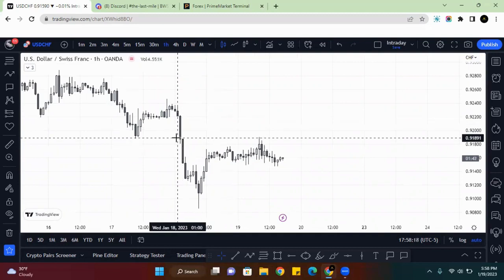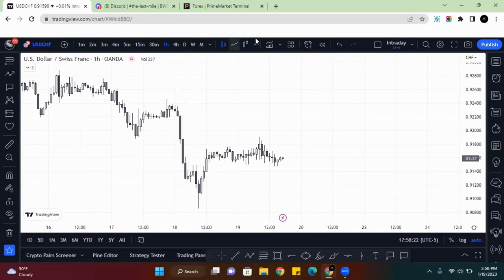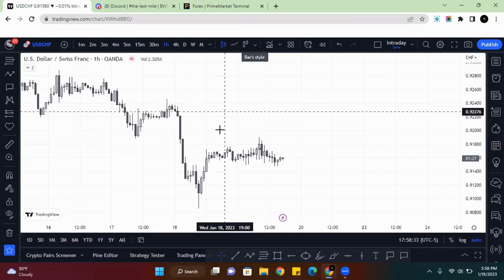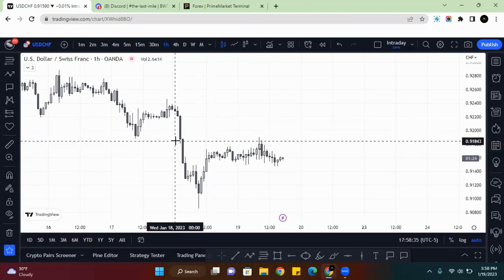This is pretty much how I go through my charts to look on the daily, and I go down from there. I'll drop the playlist in the group. I was having troubles with the day one, so I'll re-upload that. But if you guys don't have any more questions, that's how to use the daily to get your bias and your draw on liquidity.